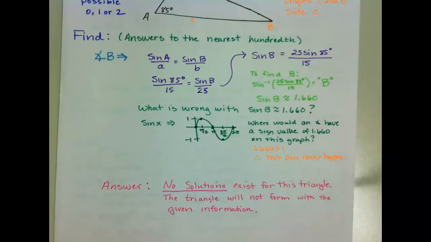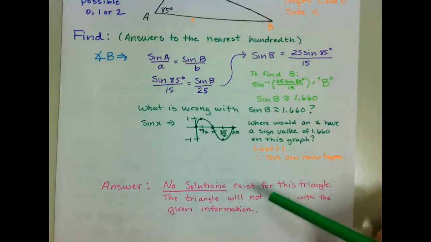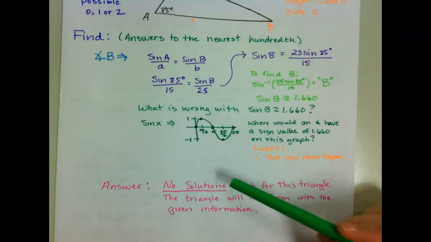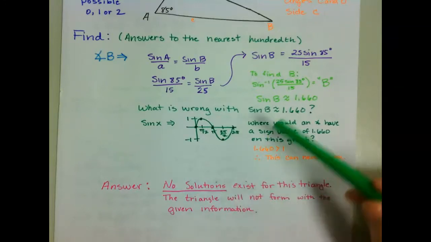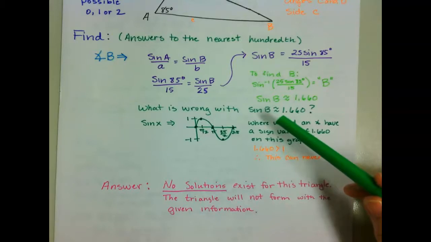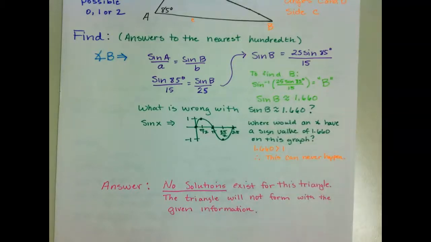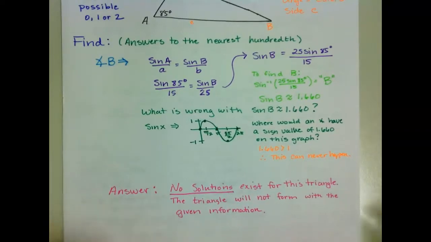And remember, anytime you write down no solution as an answer, I will be expecting you to justify why. In this case, I said no solution exists for this triangle, the triangle will not form with the given information. Or you could have said no solution, sine of B is approximately 1.660, which can never happen, or is greater than 1. There are lots of ways you can justify or explain it, but it should be a coherent thought, not just a bunch of numbers written down as justification. That's just good practice for our calculus exam next year.